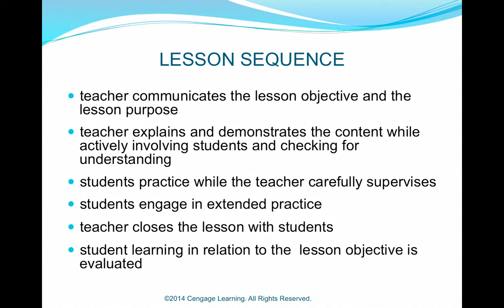Now the lesson sequence basically goes like this: the teacher states the lesson objective and the lesson purpose. Then the teacher explains and demonstrates the content, and typically the teacher uses a lot of examples during this time to explain. And then the teacher gives a variety of opportunities for practice. So during this practicing time, the teacher is constantly supervising. And that supervision is really the key here to this model and making it work.